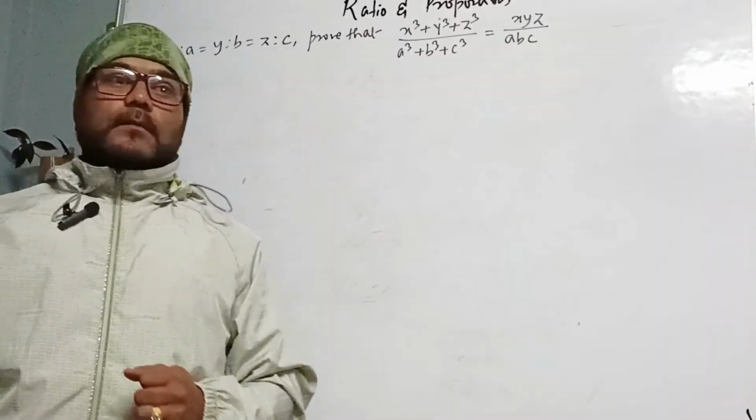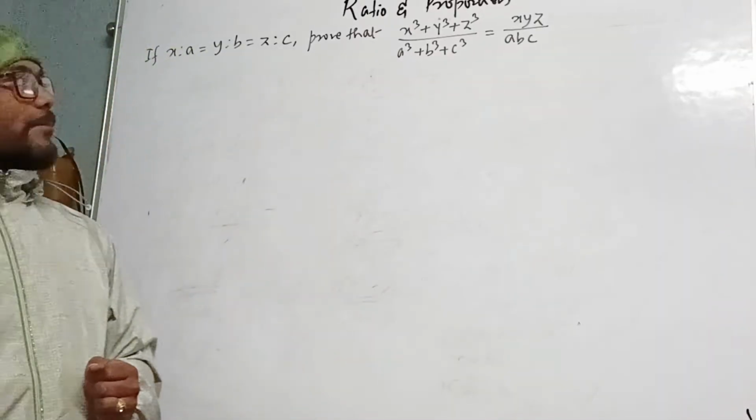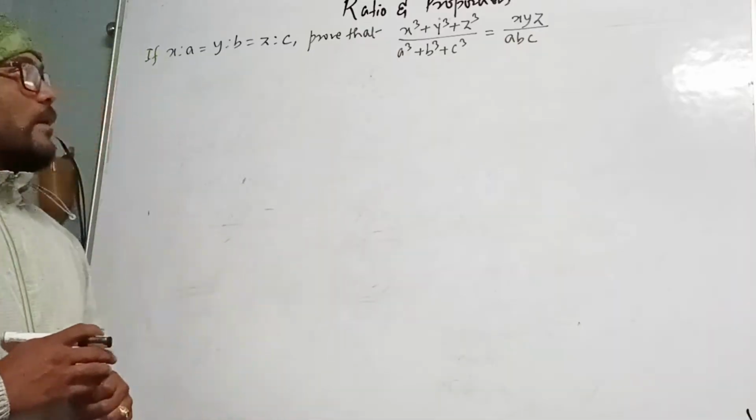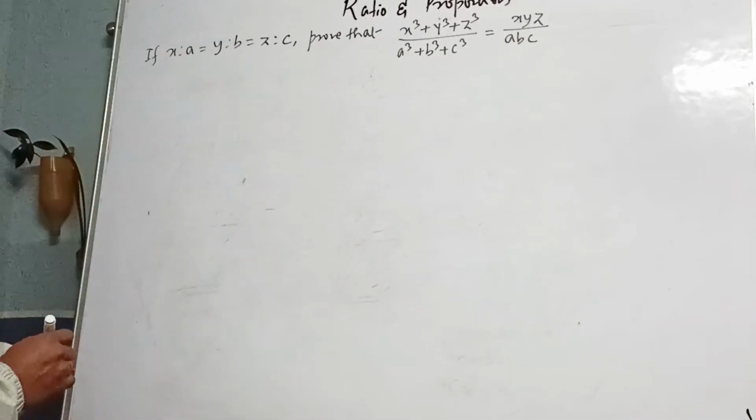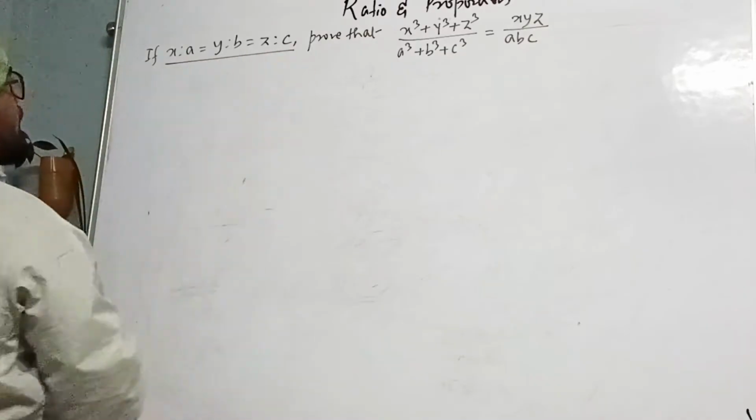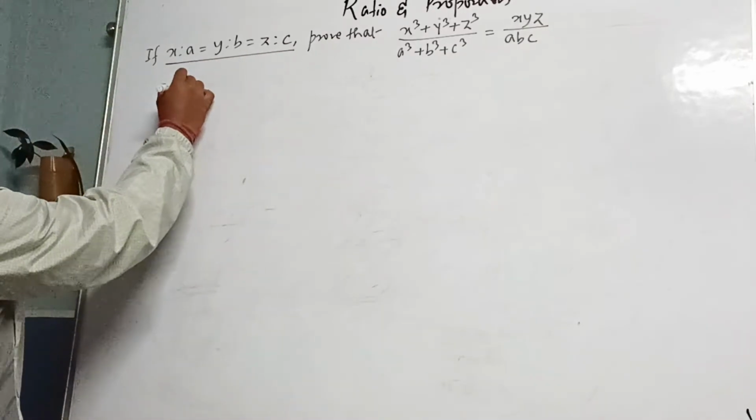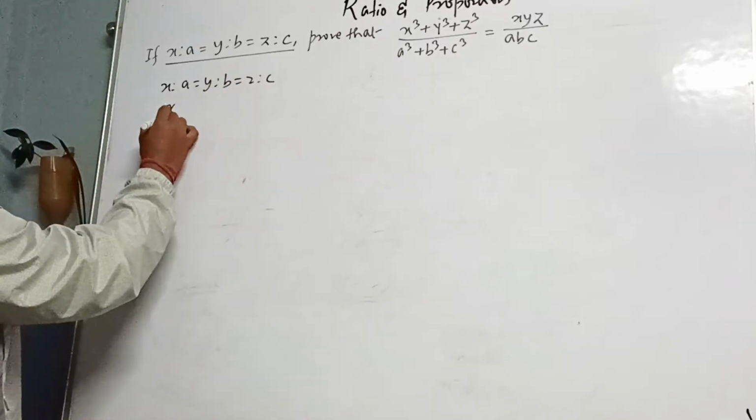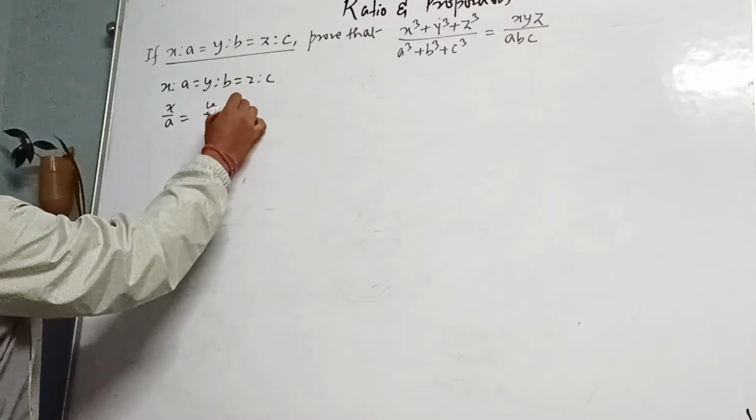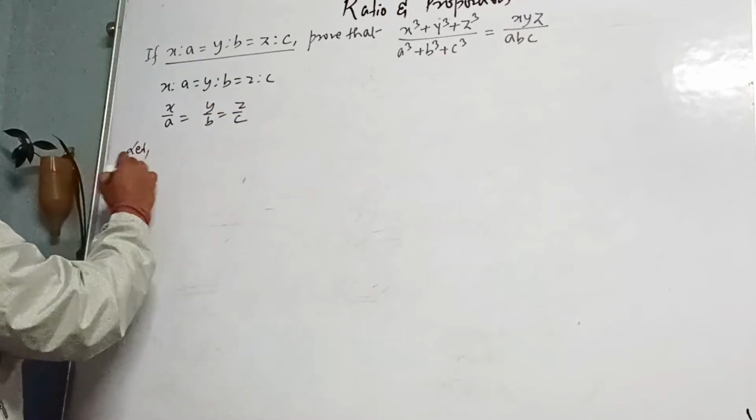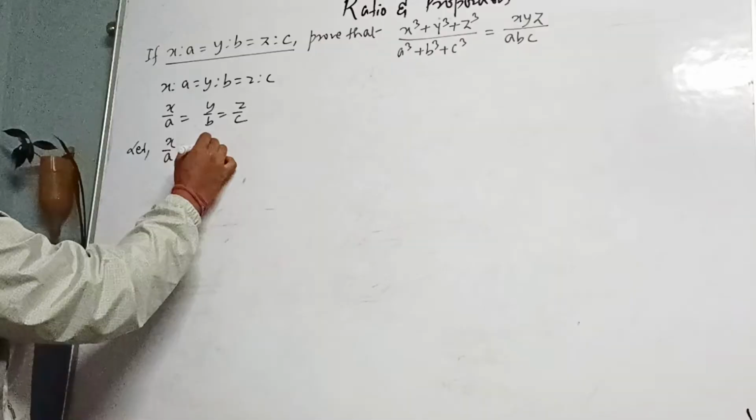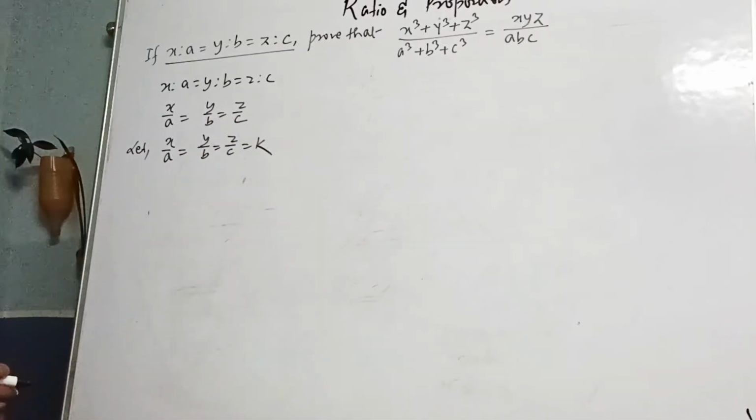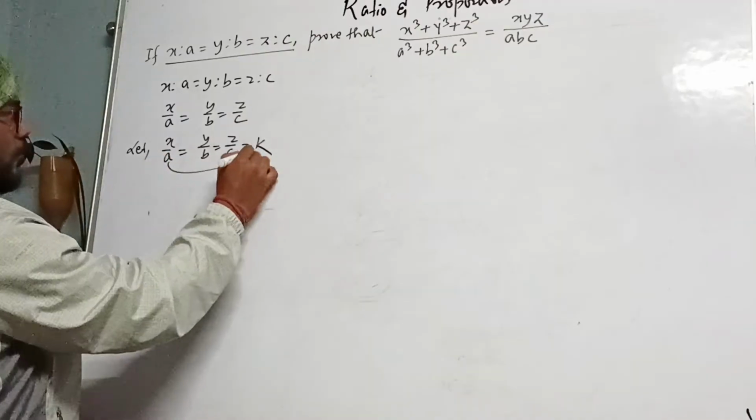Just see this question. It has appeared many times in the Madhyamik examination also, ICSE and CBSE exams also. This is one of the very important questions. So the question is given here. If x by a, y by b, and z by c are equal, then the first step you are supposed to do is to substitute with k. Let this ratio equal k.